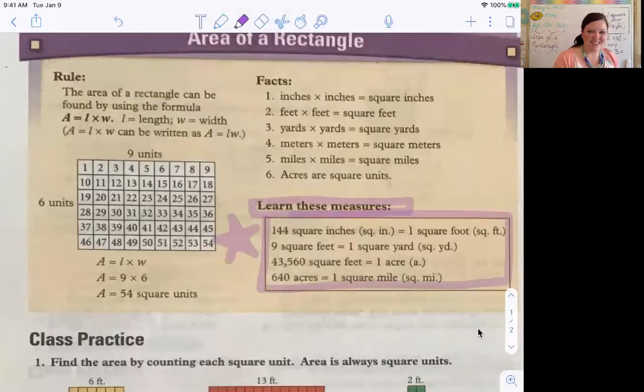And let's read these together. Ready? Begin. 144 square inches equals 1 square foot. 9 square feet equals 1 square yard. 43,560 square feet equals 1 acre. 640 acres equals 1 square mile. Don't worry, we'll be coming back to this a lot.